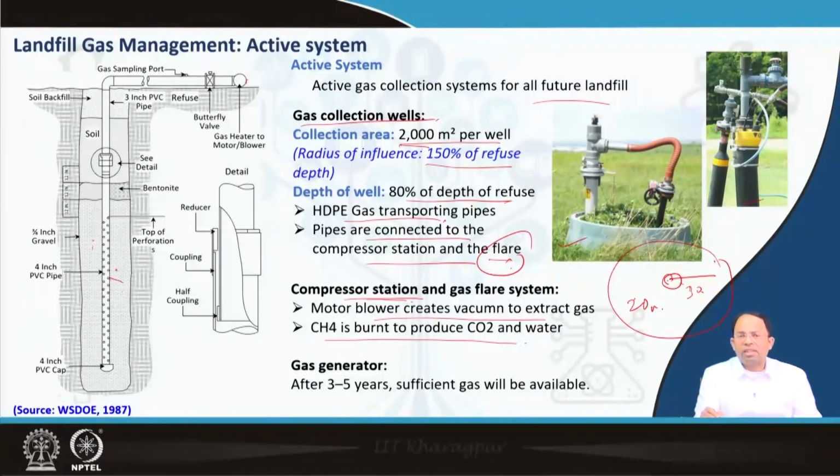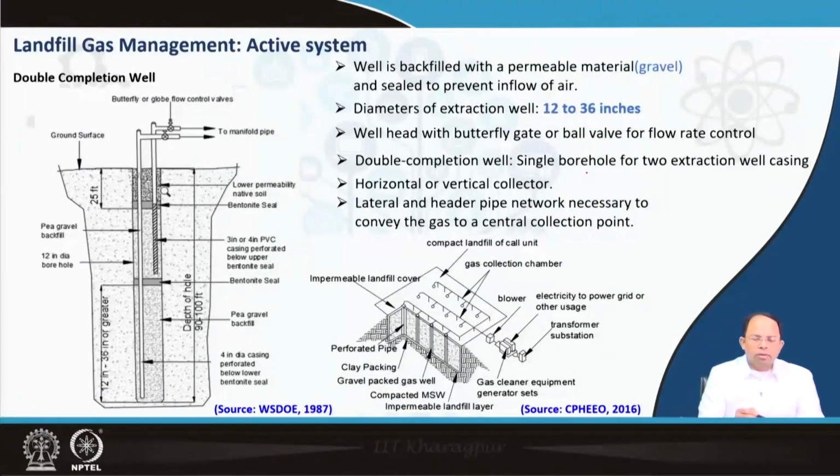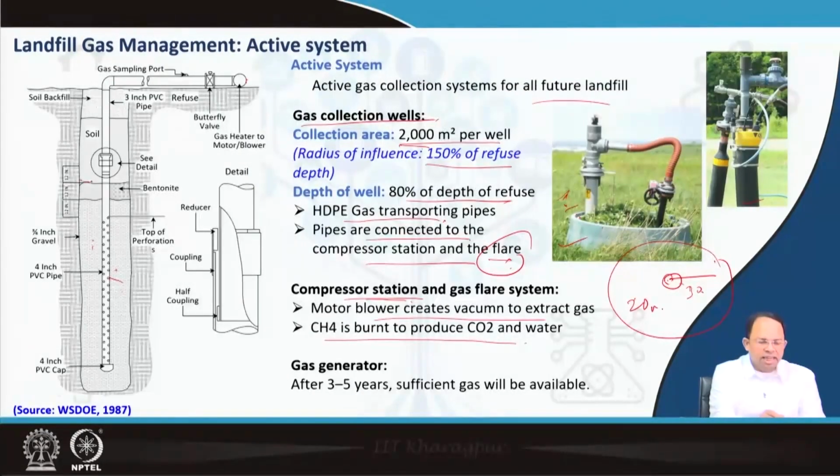So this is above the landfill site. The top cover of the landfill has the vegetation layer where grass is grown, and you can see the gas collection well sticking out of it, right? The well is backfilled with permeable material, gravel, and sealed to prevent inflow of air. So we seal it so that air doesn't move inside, and also gas doesn't move directly above. It has to come through the pipe. So in the earlier image also you have seen that there is a sealing done, right?